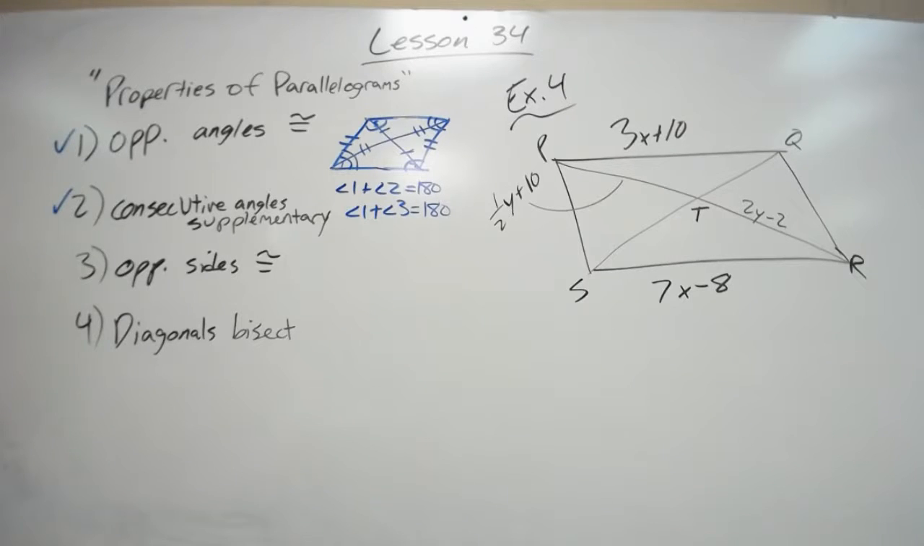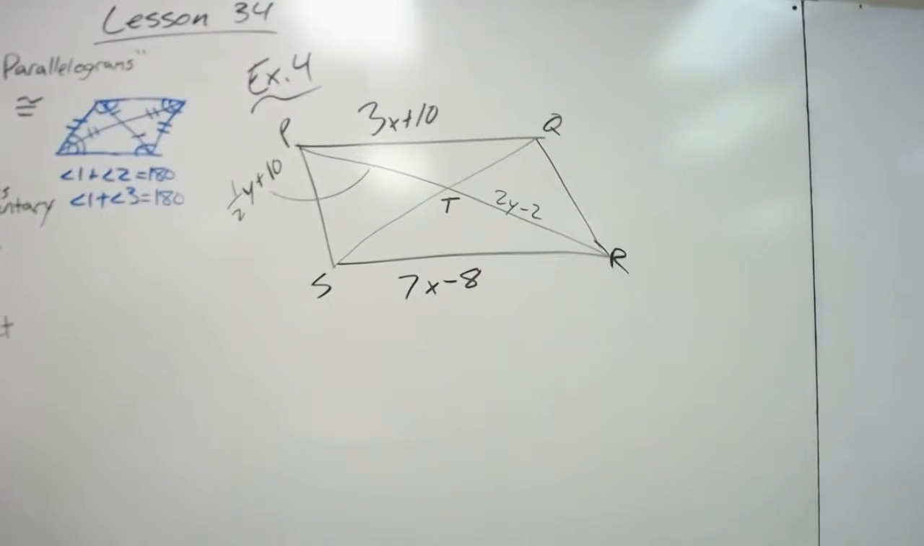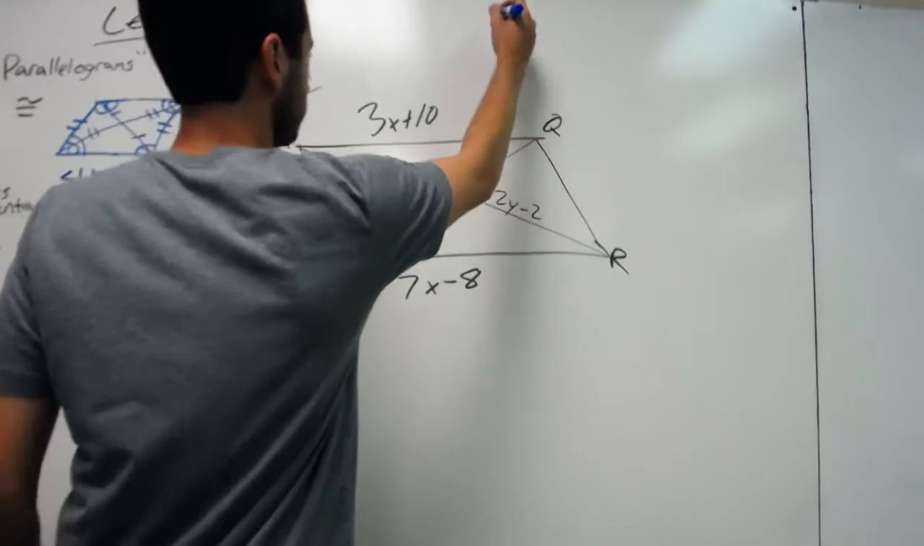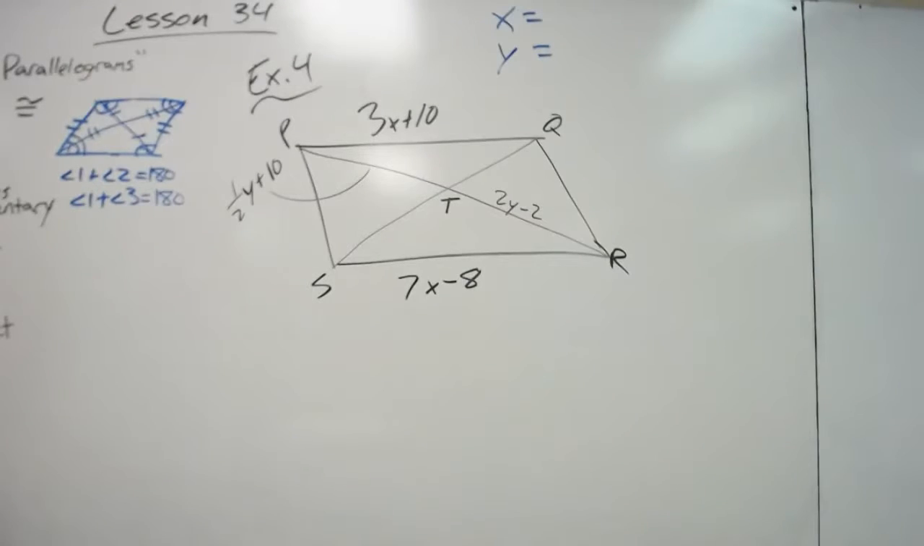So now let's just look at one example problem, now that we know our properties. Example 4 wants us to find x and y. And it gives us all this stuff. Well, let's first find x.